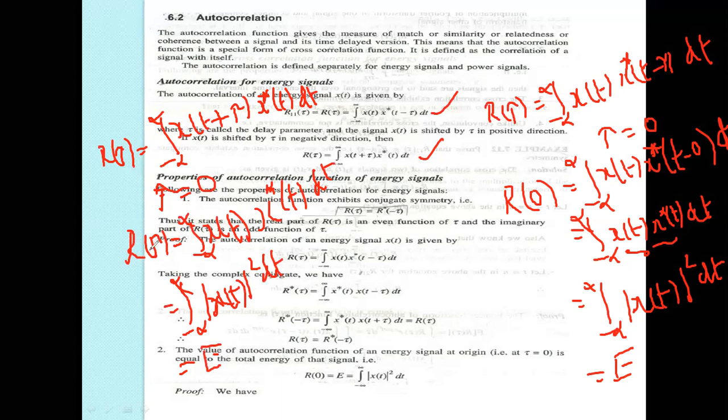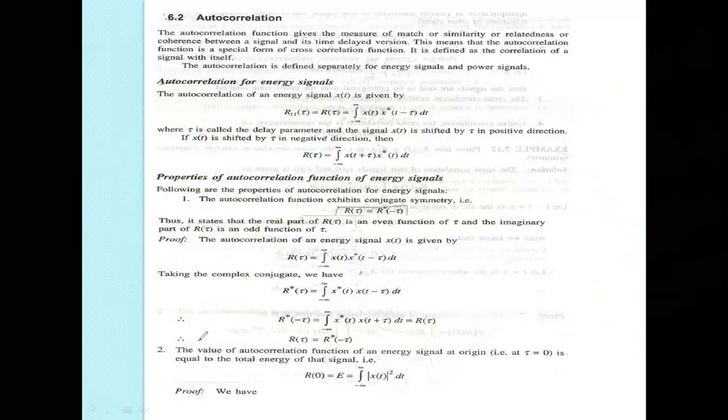Okay. The autocorrelation function R of tau is equal to the energy of the signal at tau equal to 0. You can take either the positive direction equation or the negative direction equation; both equations will give the same result. At tau equal to 0, it is energy only. Okay, my dear students. That is the second property: the value of the autocorrelation function of an energy signal at the origin, that is tau equal to 0, is equal to the total energy of the signal.